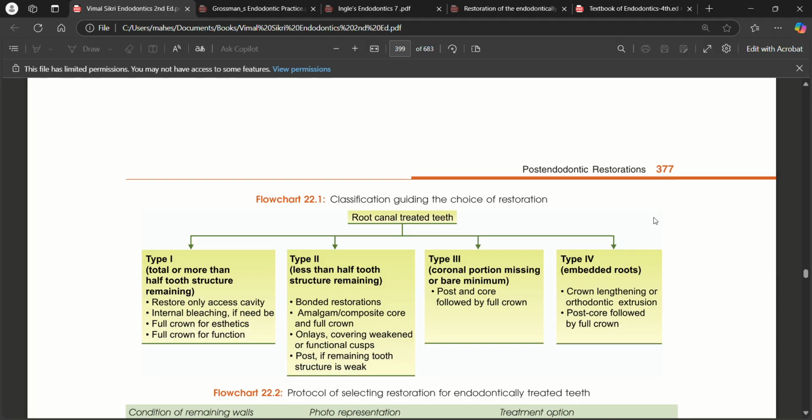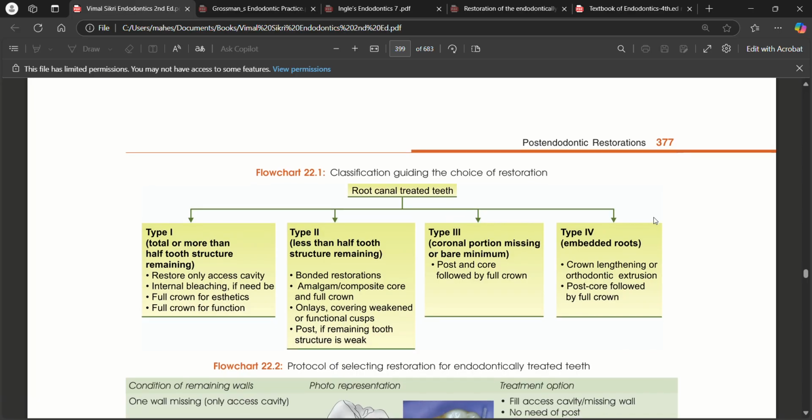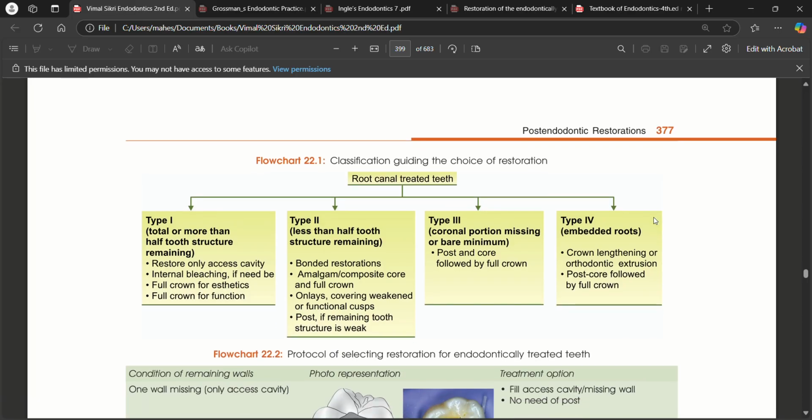Root canal treated teeth. Type 1 is total or more than half of tooth structure remaining. Restore only access cavity, internal bleaching if need be, full crown or aesthetic full crown function. Then root canal treated type 2, less than half of the tooth structure: bonded restoration, amalgam, composite, or full crown unless covering weak functional cusps.